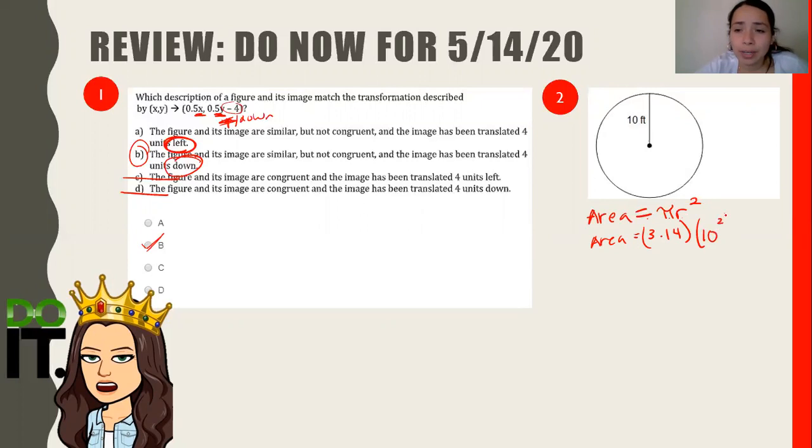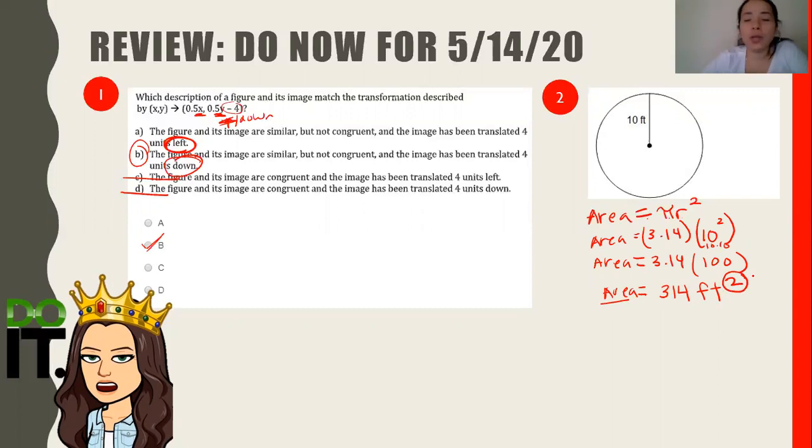And then you put squared. So what does 10 squared mean? You gotta times it by 10. Good, 10 by 10, good. And that means 100. And then if I were to plug that into the calculator or just using my knowledge, I know that that's 314 feet squared. Because anytime it's area, you put the square. So that's what I want you guys to type into your do now for question number 2. All you have to do is type in the 314 and then you're good.